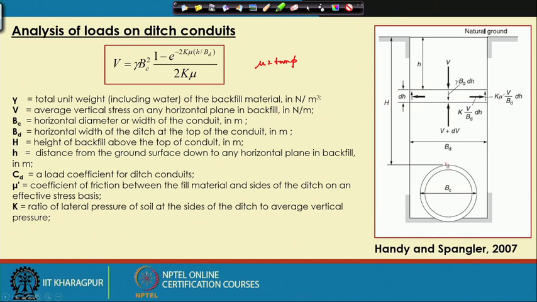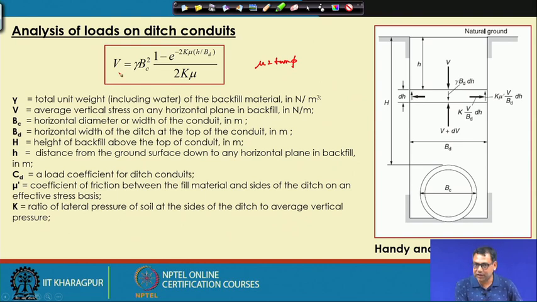So, if you want to determine the stress acting on this conduit, then instead of small h it will be the capital H. The other thing is that B D is the width here. Remember that I have used 2B, but here they have used only B. That is why the equation is slightly different. But it has been derived the same way.